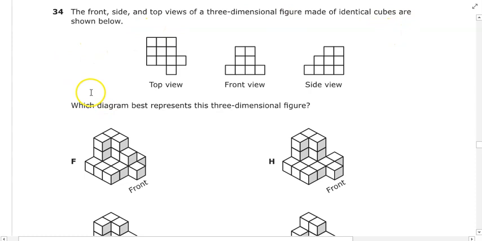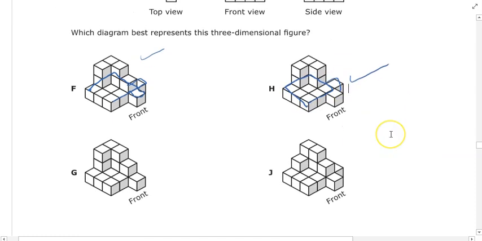Which diagram represents the three-dimensional figure? So looking at the top, it looks like I do have a square here with an extra piece sticking off on the bottom right, below and to the right. So this one could have the correct top view. Same thing, I have a square here I can see with those same 2 pieces. So this one meets the top view.